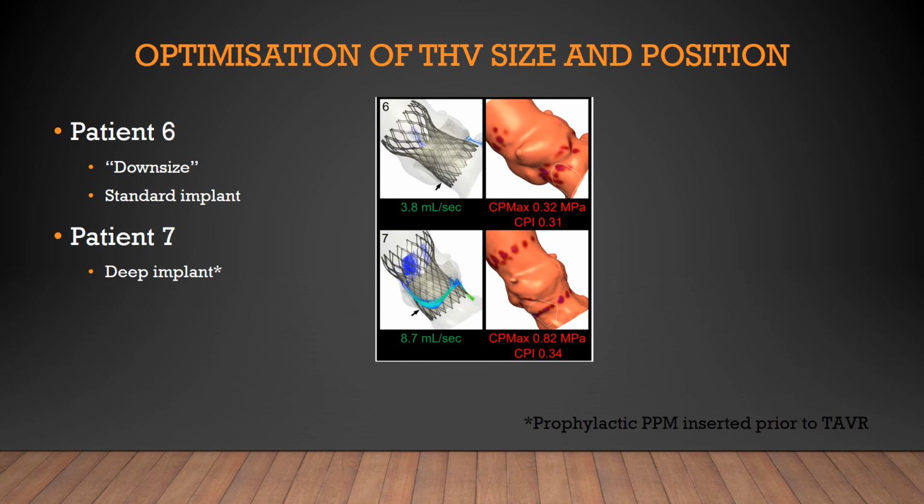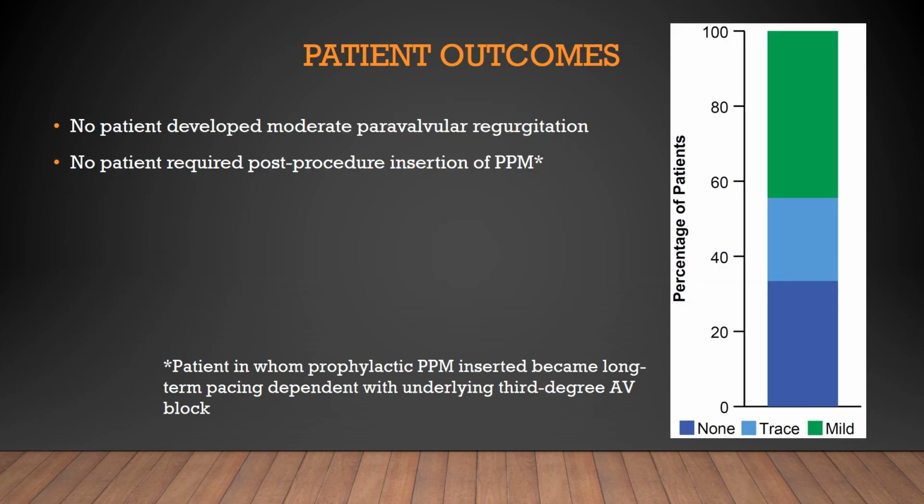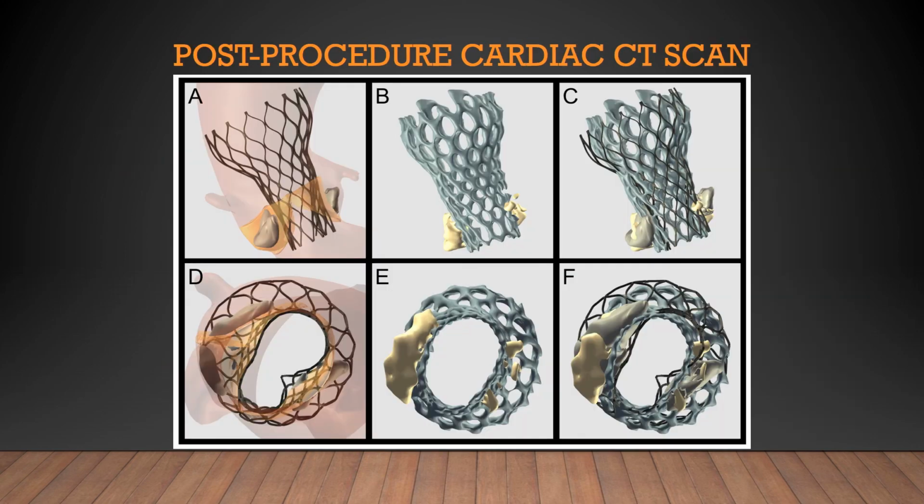And in this case, you can see one of them was chosen to have a deep implant, and that patient had a prophylactic permanent pacemaker inserted prior to TAVR, in patient number 7. Obviously so, because we know there would be a higher incidence of complete heart block in this patient, and as expected, this patient did go into complete heart block. So in the years to come, this could become a good imaging tool for us to plan which valve we are going to put in, where we are going to implant it, and so on.